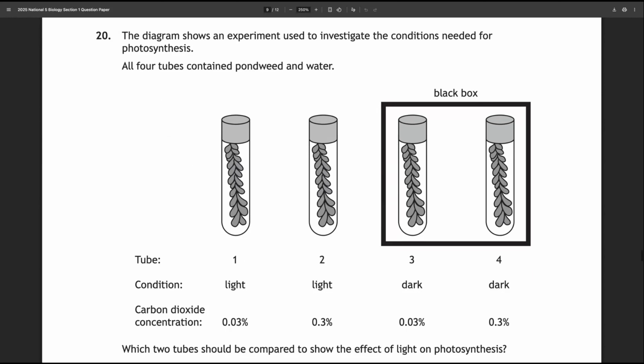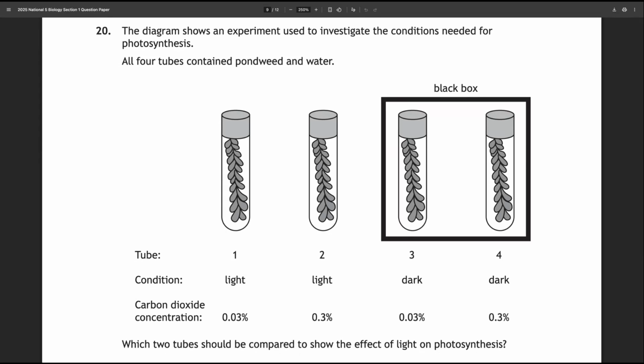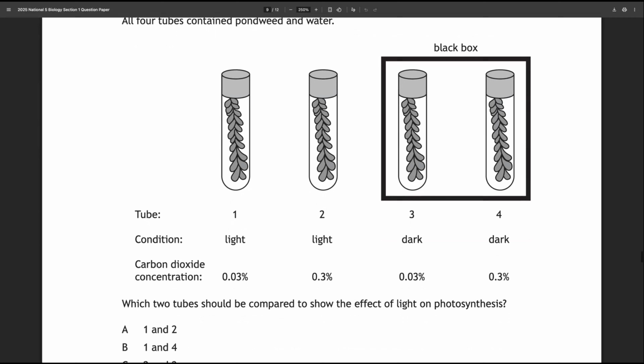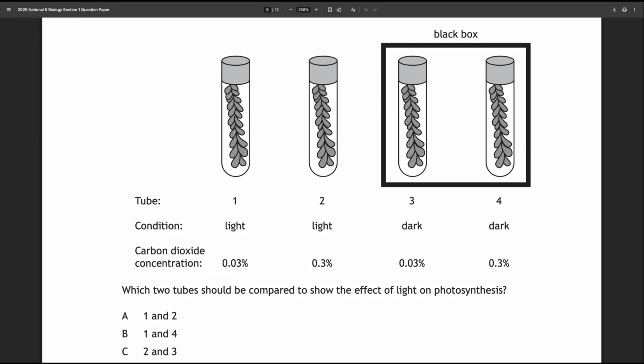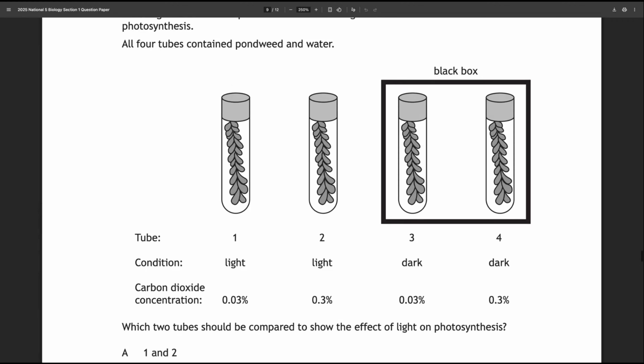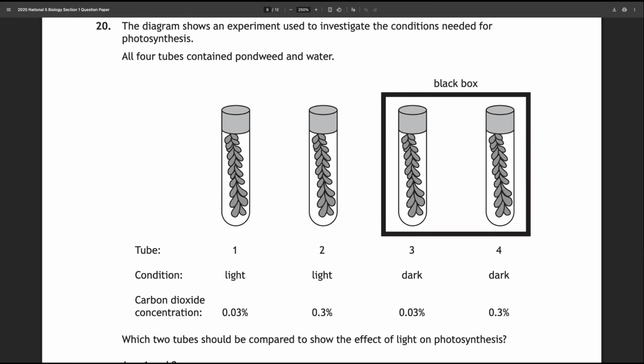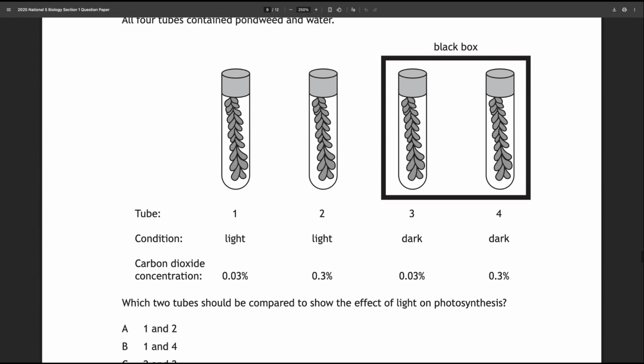20, the diagram shows an experiment used to investigate the conditions needed for photosynthesis. All 4 tubes contain pondweed and water. Okay, we've seen similar experiments to this before in past papers. We've got 4 tubes, 2 in light, 2 in dark, and we've got different carbon dioxide concentrations across them as well. So which 2 tubes should be compared to show the effect of light on photosynthesis? So we think about the purpose of this investigation is to show the effect of light. So that's the thing that should change. But it's the only thing that should change. It's the only variable we are allowed to change. So which 2 of these 4 tubes could we compare where the only difference is between light and dark?